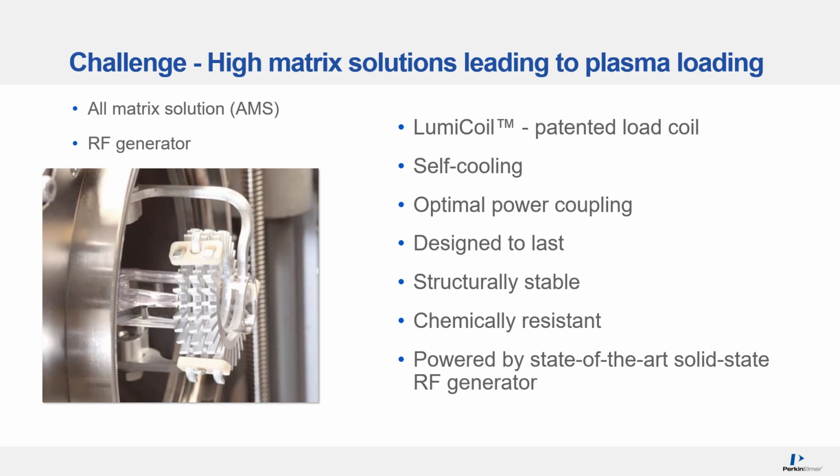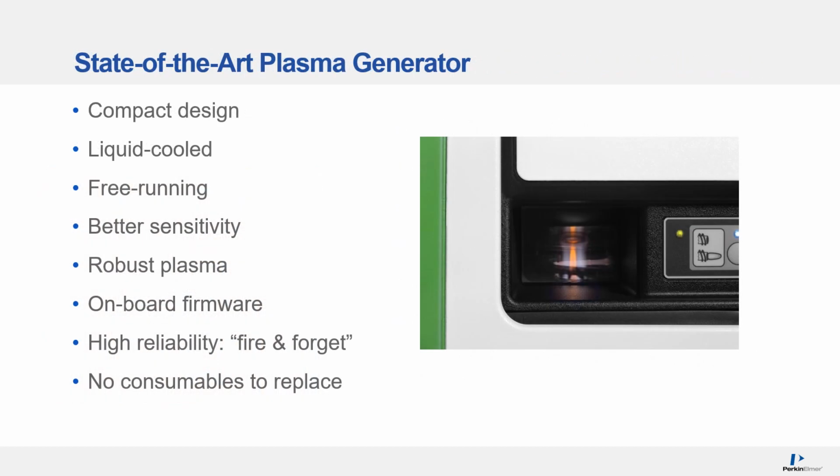Now this is paired with a brand new RF generator. This new RF generator is a compact design. It's liquid cooled, free running, and it provides better sensitivity and more robust plasma. It actually is running at a different frequency than our previous generators were. It's now running at 34 megahertz compared to our previous 40 megahertz design.